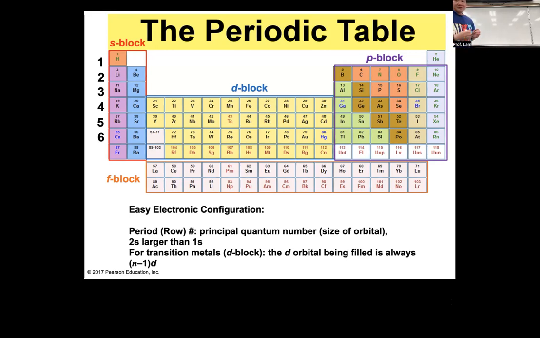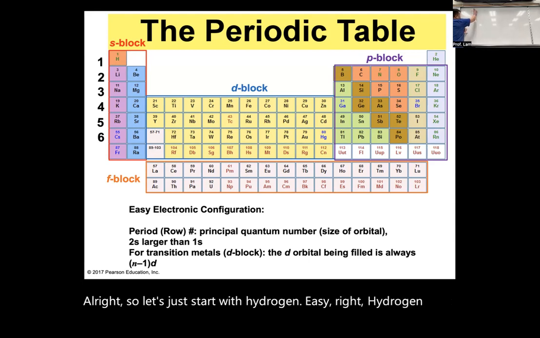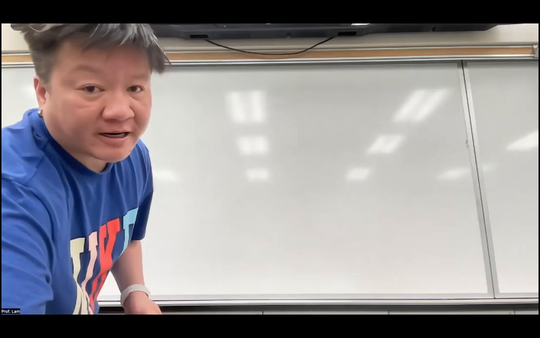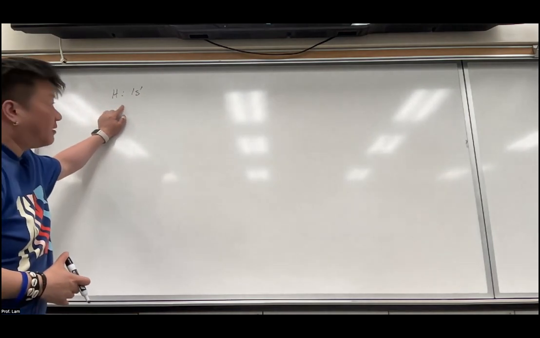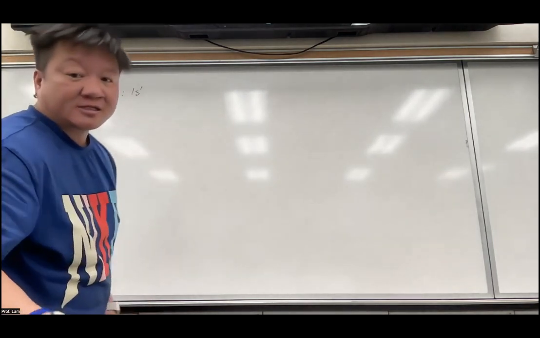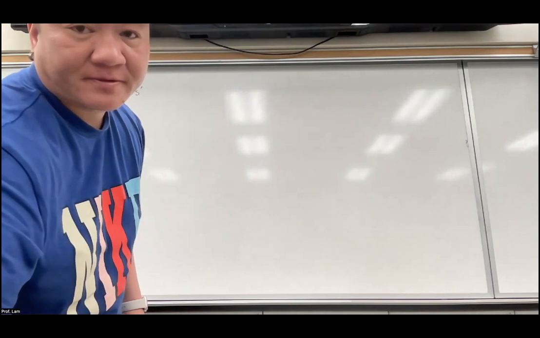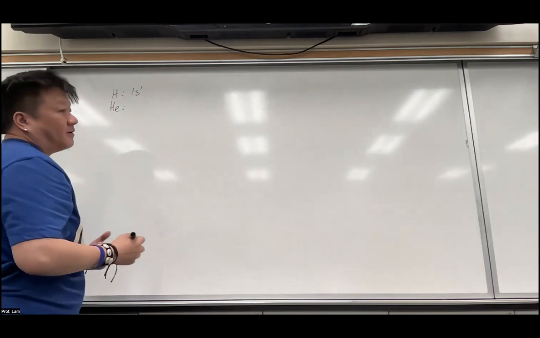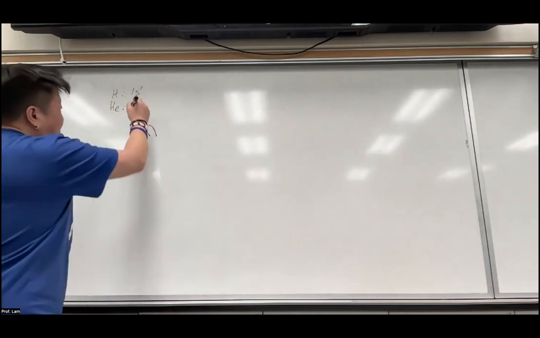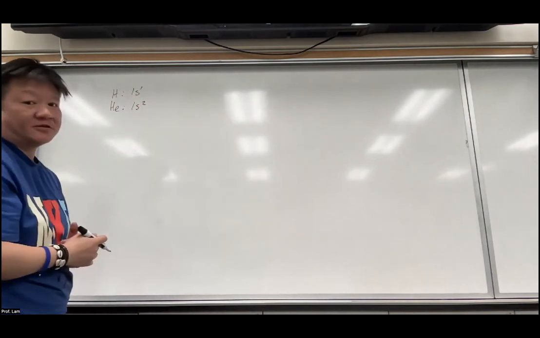All right, so let's just start with hydrogen. Easy, right? Hydrogen is 1s1. That's easy because hydrogen's in period 1 and it's in the s block. So 1s1. Helium, obviously, is 1s2, right? And then that's filled.